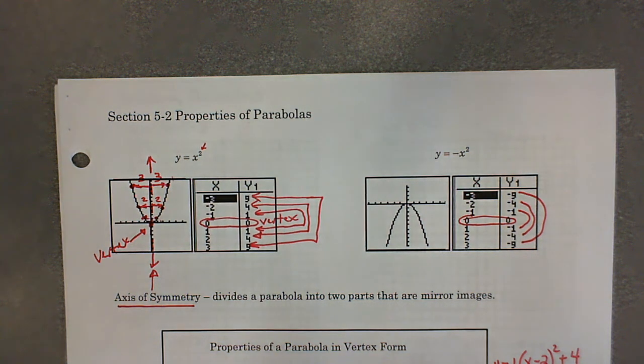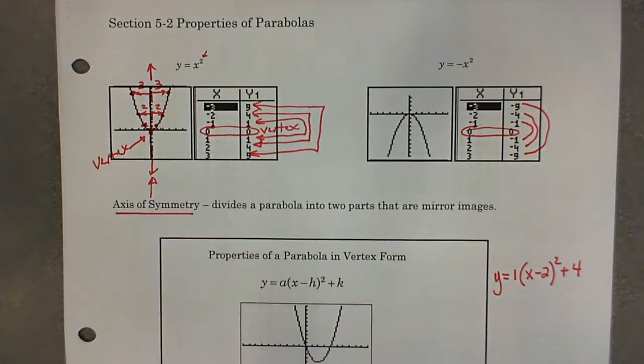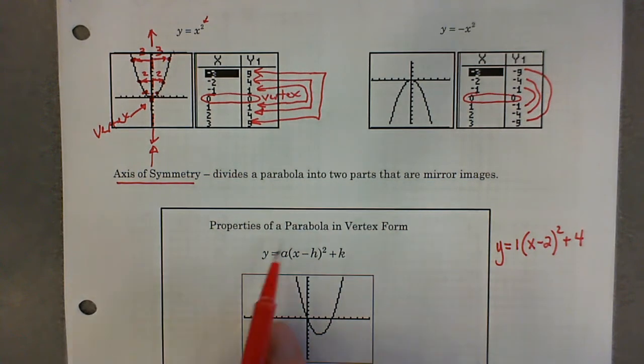Okay? In the next video, I'm going to cover vertex form of a parabola, and we're going to figure out what the values A, H, and K represent.